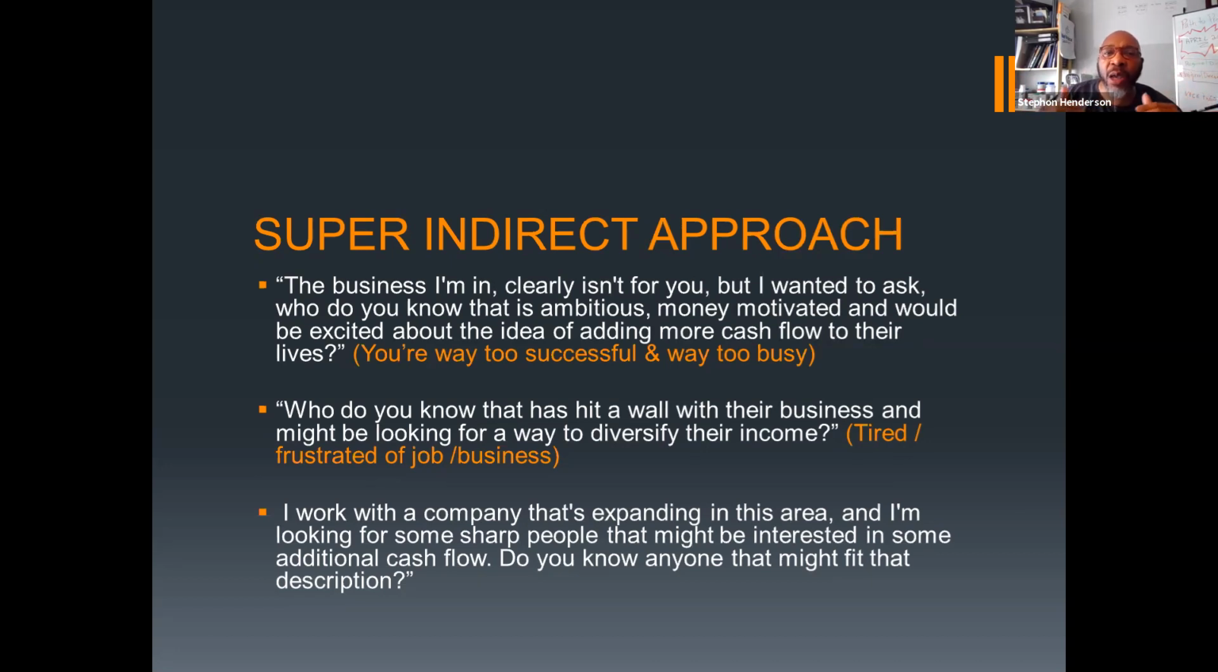But who is ambitious, who's money motivated, who likes to help other people, right? Who do you know that's a pet professional? Who would you know that would be excited about the idea of adding more cash flow to their lives? Who do you know? Because, hey, you're way too successful, you're way too busy. Who do you know? Right? You're taking it away.